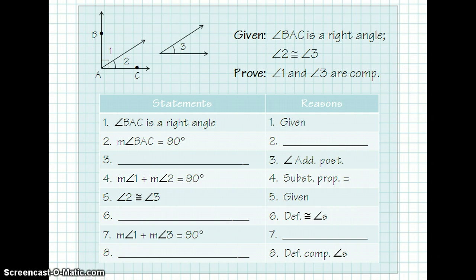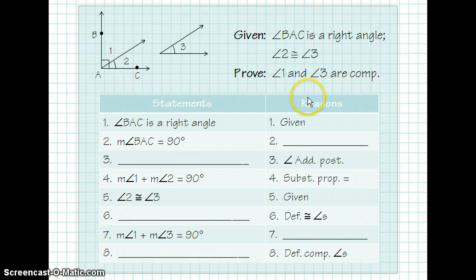So let's see what we've got here. We're given that angle BAC is a right angle. Here's our little mark. And we're given that angle 2 is congruent to angle 3. And what we want to prove is that angle 1 and angle 3 are complementary. Okay, so we start off with, we're given that angle BAC is a right angle. So that's going to be given. You don't always have to list everything at once. Sometimes it's better for the flow of the proof to list the pieces that you're given as you need them. So we're going to start off with just listing this piece right here.